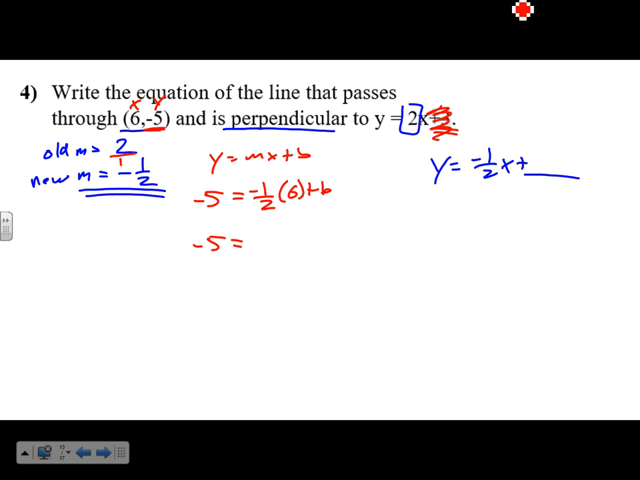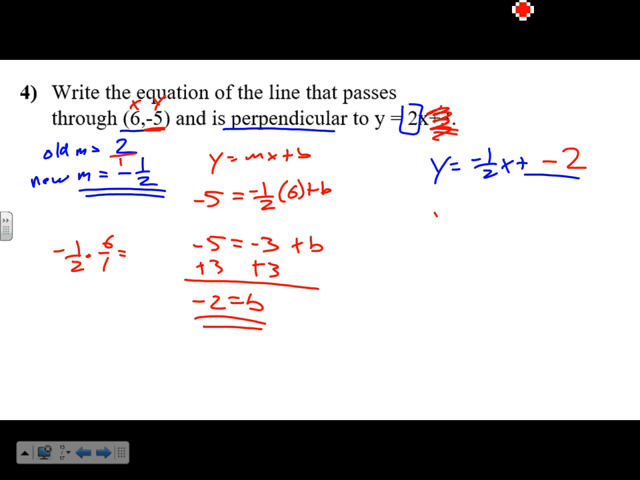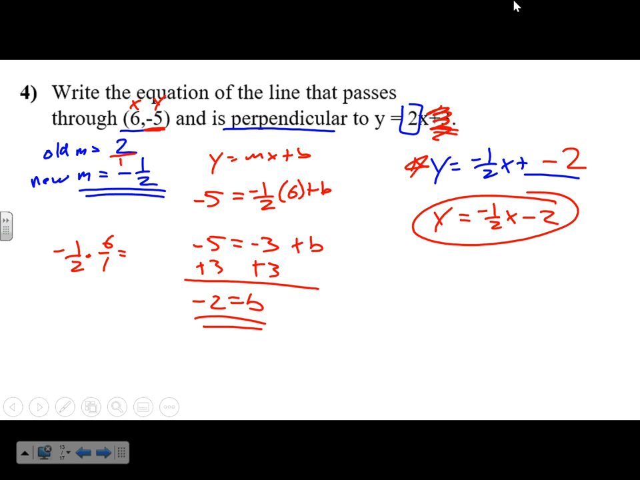-1/2 times 6. Again, you could use a calculator, but -1/2 times 6 is -3. If you want to do it that way, you can. Add 3 to both sides. We get -2 is equal to b. So again, I'd prefer you rewrite it -1/2 x minus 2. But again, you don't have to. If you leave it like this, I will give you every single point. You will not miss anything if you put plus -2.